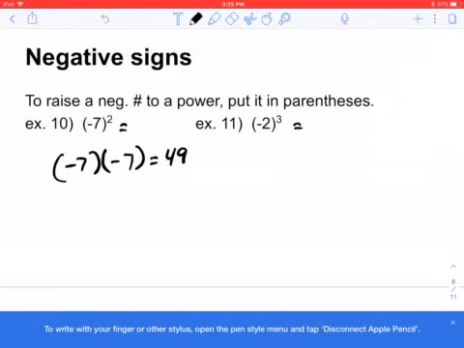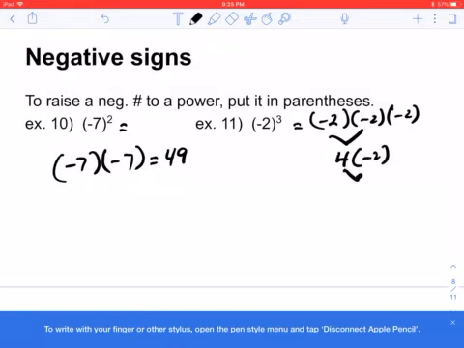Over here, negative 2 is held in parentheses and that whole thing is raised to the 3rd power. So it's negative 2 times negative 2 times negative 2. So let's see, the first 2 to multiply together give us 4. Bring down that one more negative 2 to multiply, and that gives us negative 8.